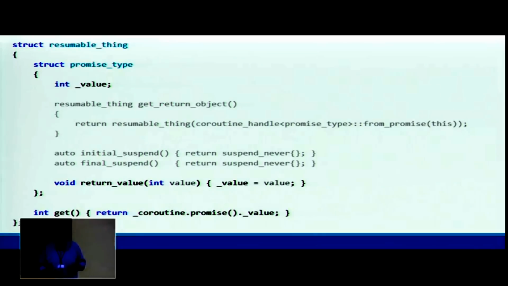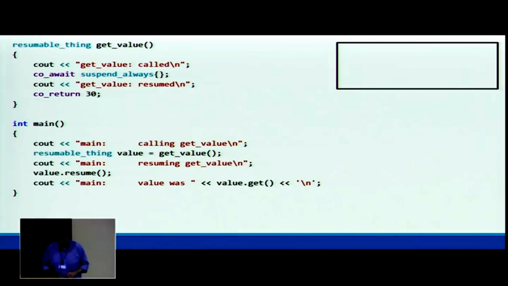And then the third thing, and this is just for our example purposes, is we need to add a get function to our resumable thing so that we have a way to get the value out just so we can print it. You can see that we're calling that here. So let's walk through our little example here.